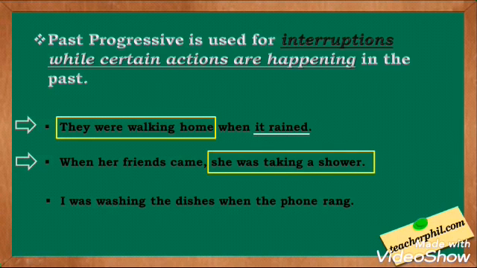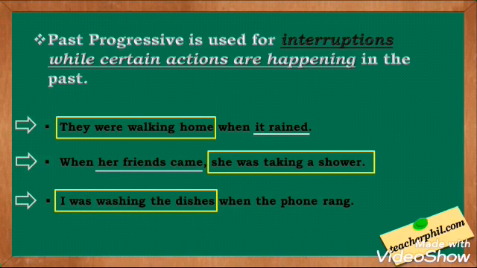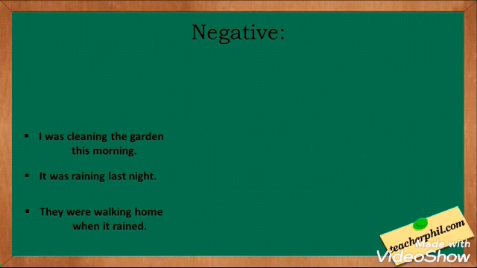And when is followed by the past simple, I mean the short action, and the other one is past progressive. The second example is the same. When her friends came, she was taking a shower. The short action comes after when: her friends came. The long action is she was taking a shower. The last example: I was washing the dishes when the phone rang. When is followed by the past simple, the short action, and the other one is the long one.